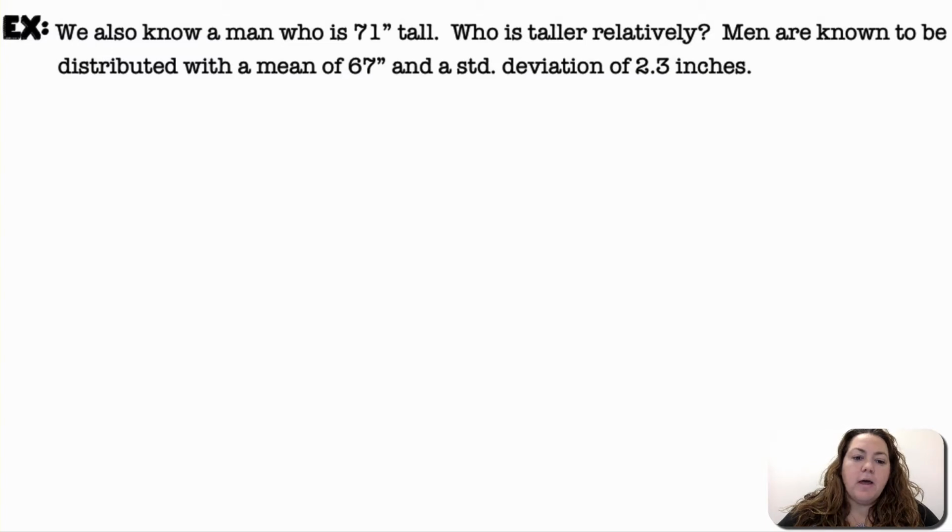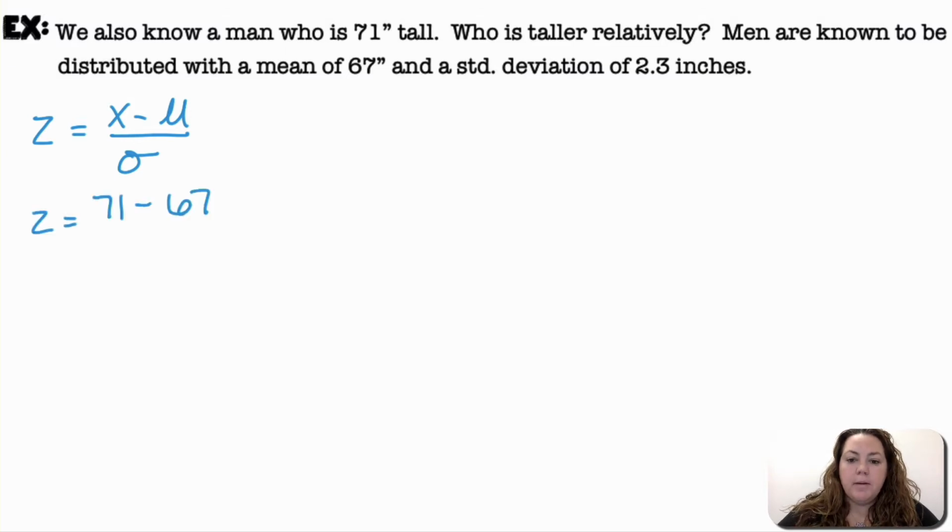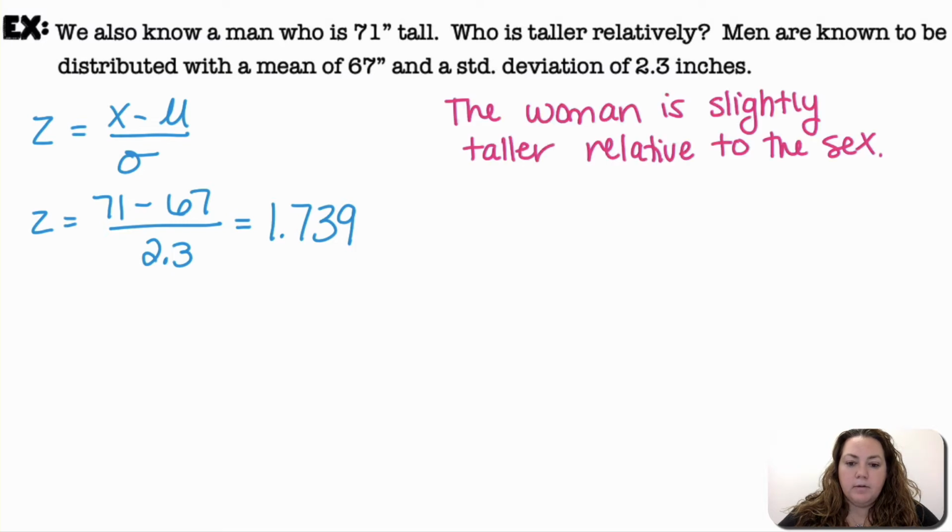We also know a man is 71 inches tall. Who is taller relatively? Men are known to be distributed with a mean of 67 and a standard deviation of 2.3 inches. Relatively speaking, who is further from the mean? We know that 71 inches is more than 69 inches, but their z-scores are what I'm going to look at. So I plug in my x value, 71, minus my mean, 67, divided by my standard deviation, 2.3, and I get a z-score of 1.739. So the woman is slightly taller relative to her sex.